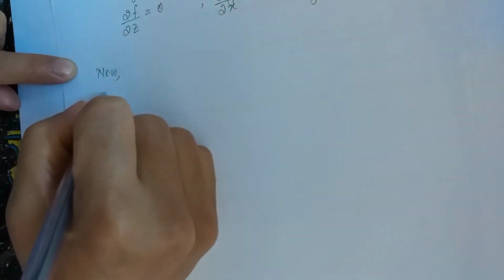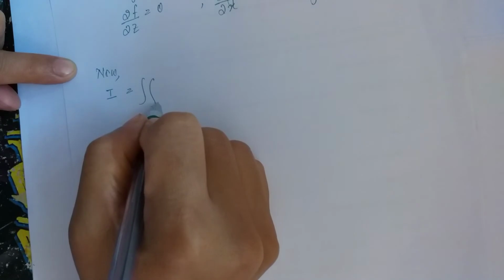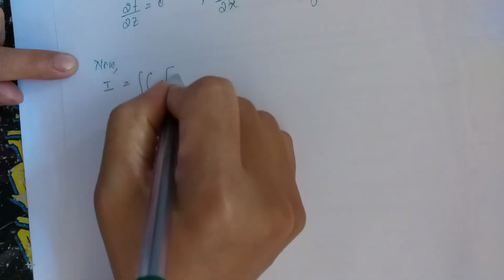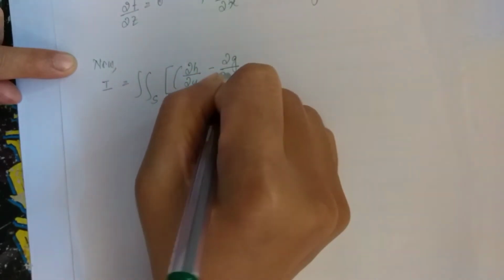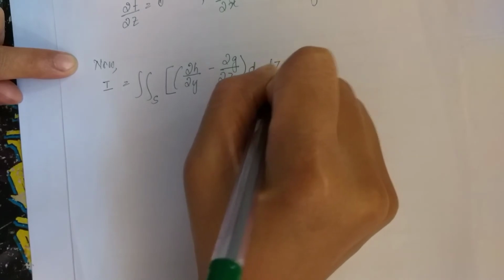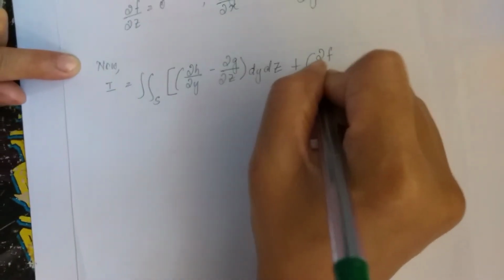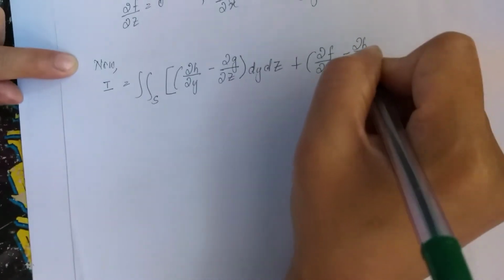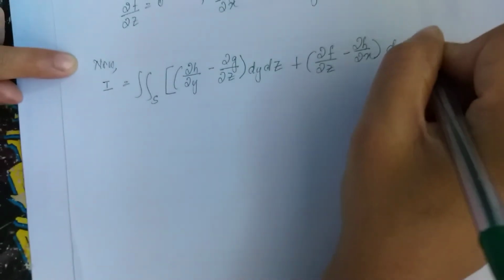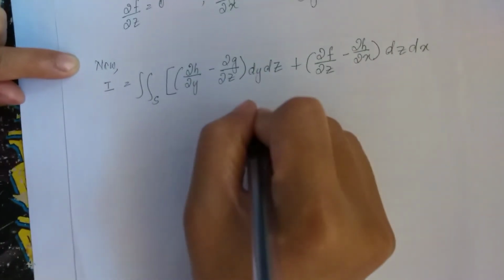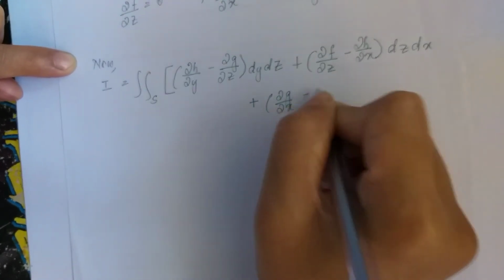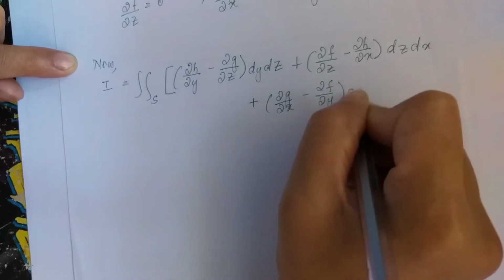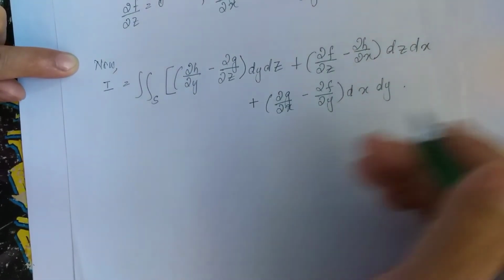Now our integral I, which is the surface integral over S, of del h del y minus del g del z dy dz, plus del f del z minus del h del x dz dx, plus del g del x minus del f del y dx dy.